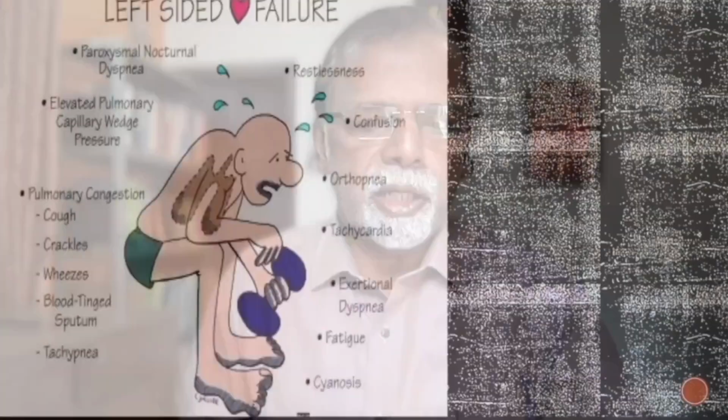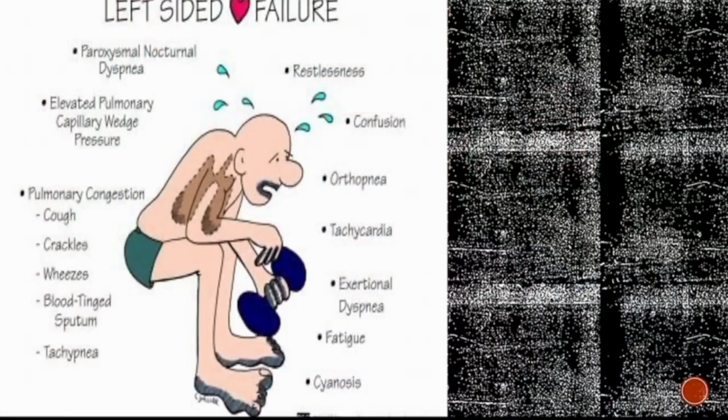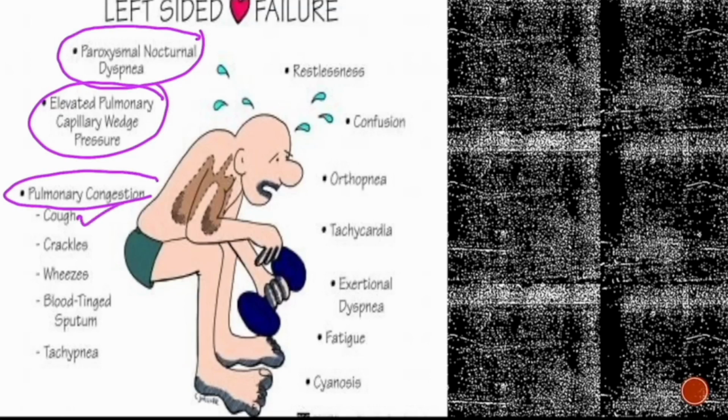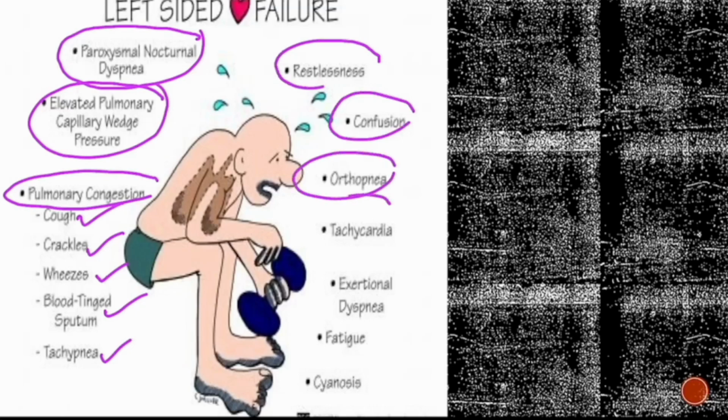Now we go to the next symptom, or I will briefly describe what happens when pulmonary venous pressure increases. We can get paroxysmal nocturnal dyspnea. Pulmonary congestion can lead on to cough. Examination shows various findings like crackles, wheezes, blood-tinged frothy sputum, and increased respiratory rate. The patient can have restlessness, confusion, orthopnea, tachycardia, fatigue, and cyanosis.